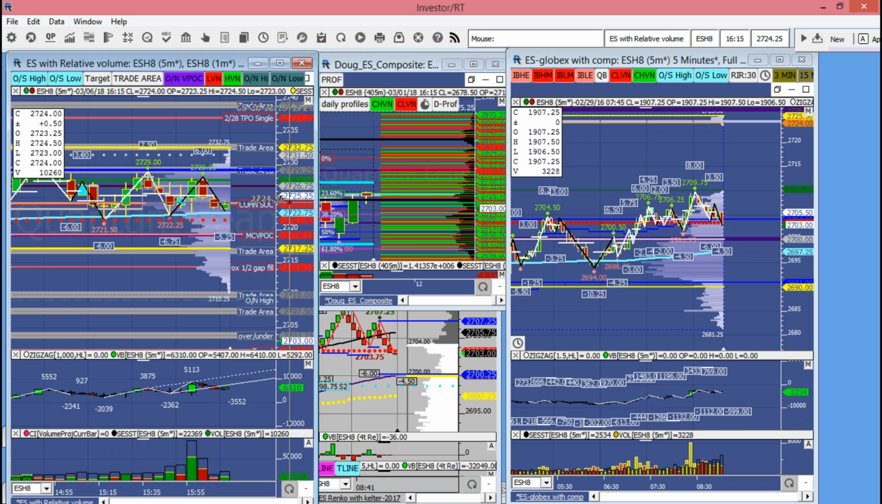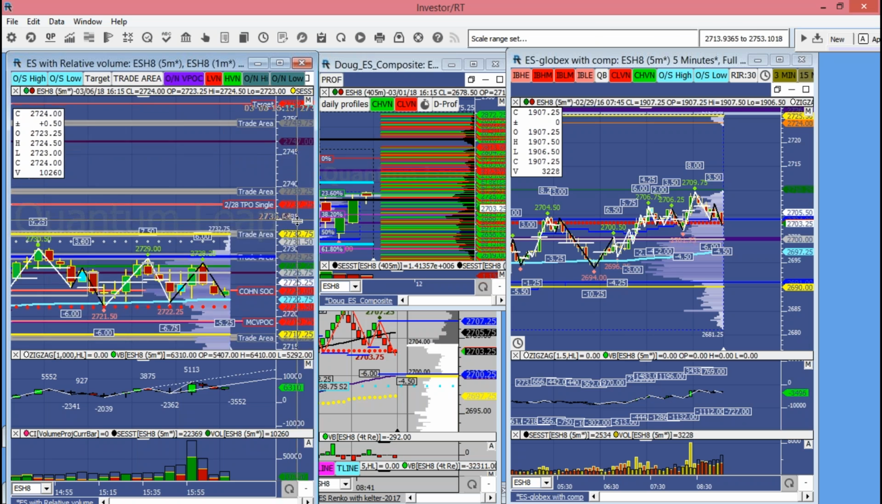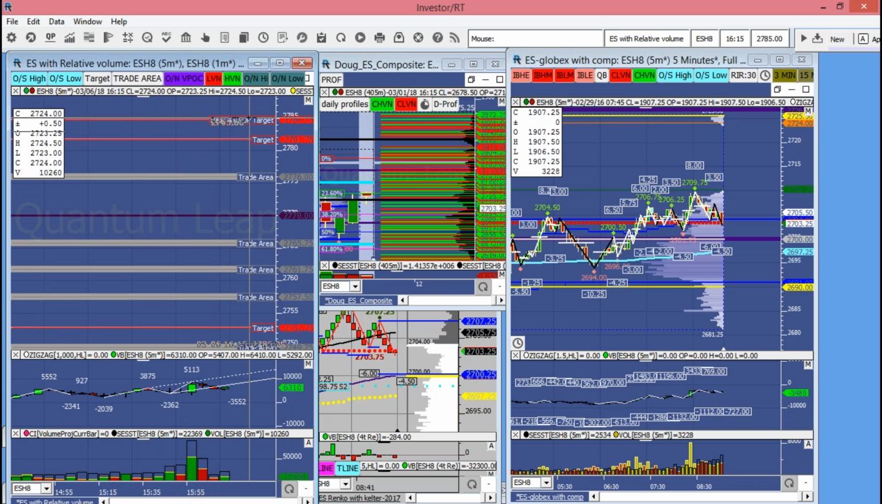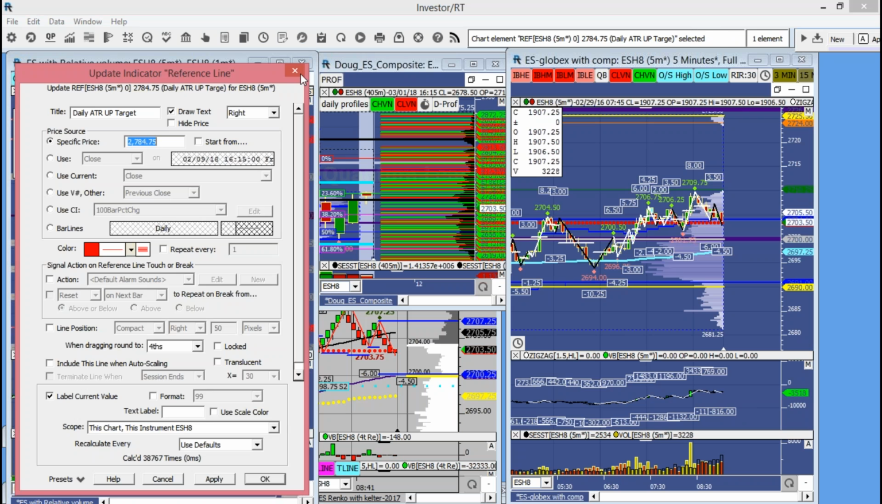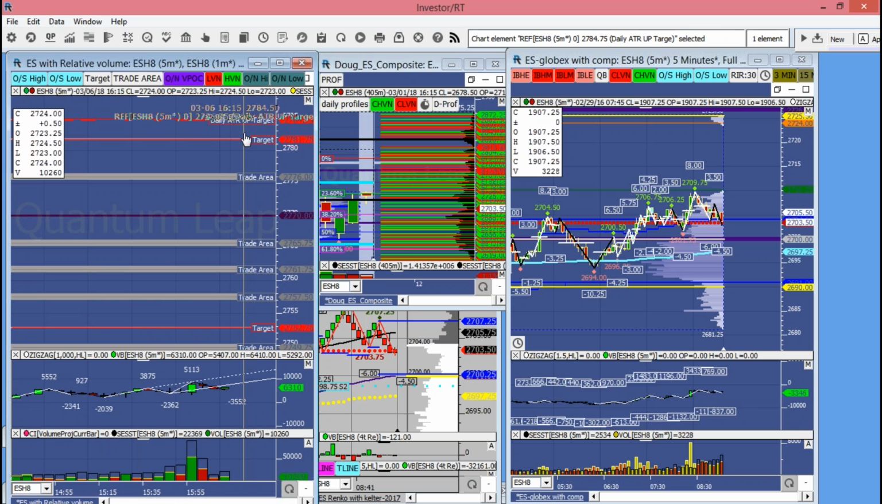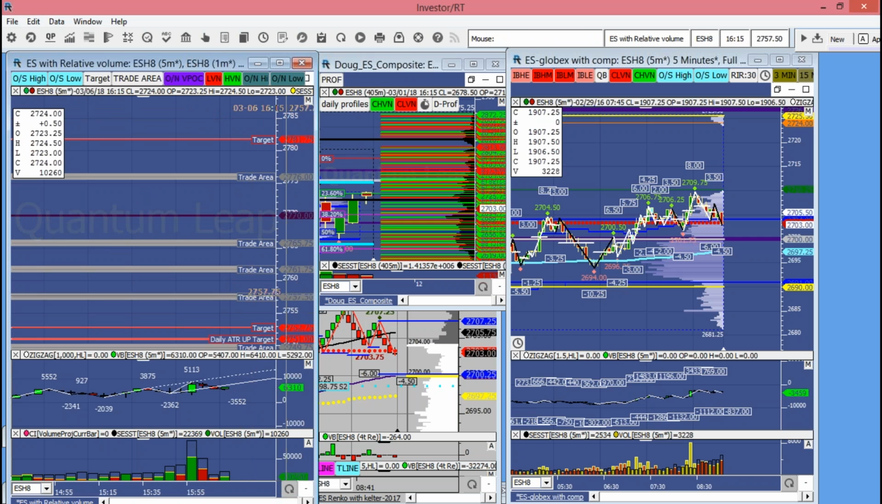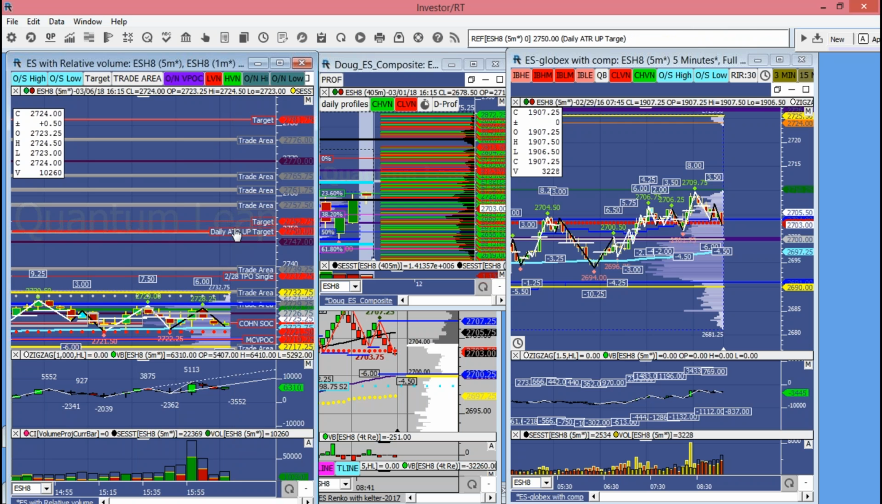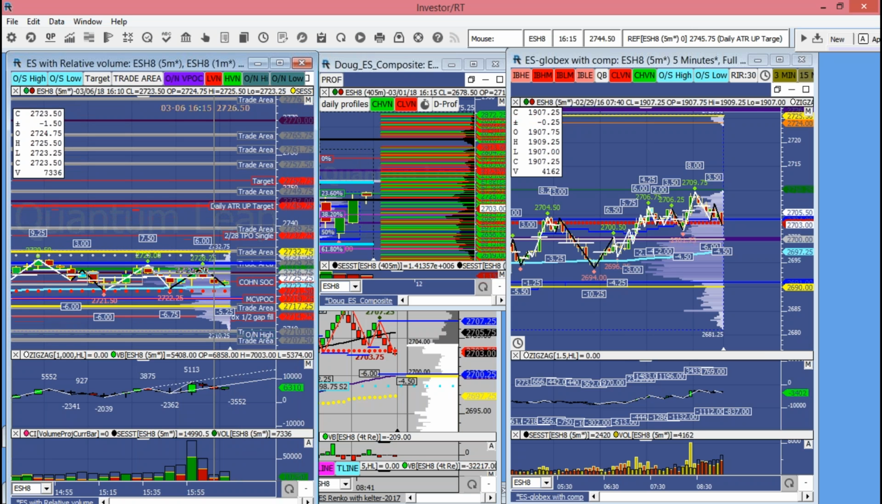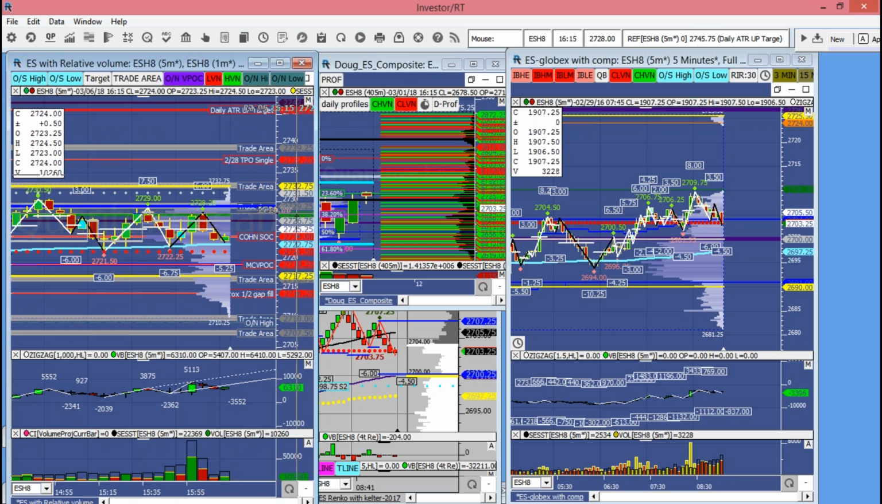With our 20 period daily ATR off of the low of the night of 2681 and a quarter, plus the 6154, our upside daily ATR, believe it or not, is up all the way at 2740, 2745, 2745.75. So we still have room to get above yesterday's range based on the average true range.